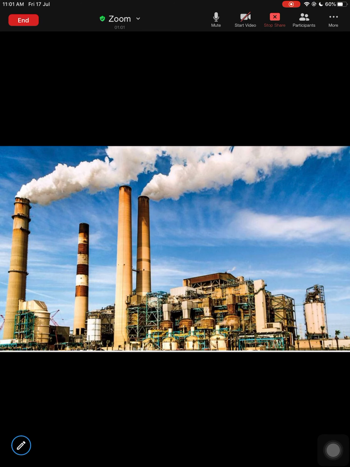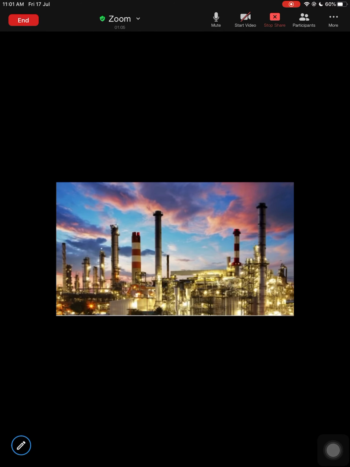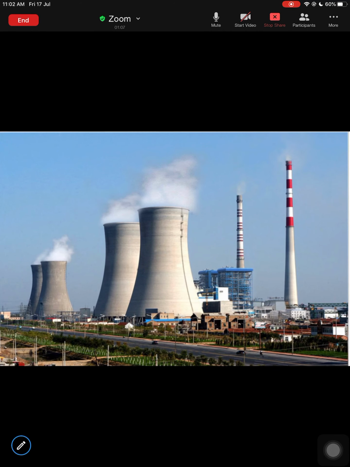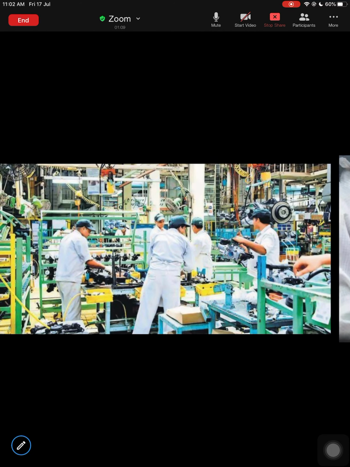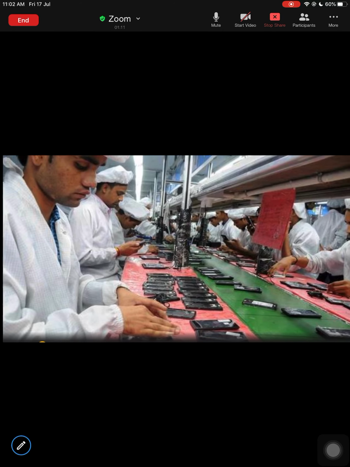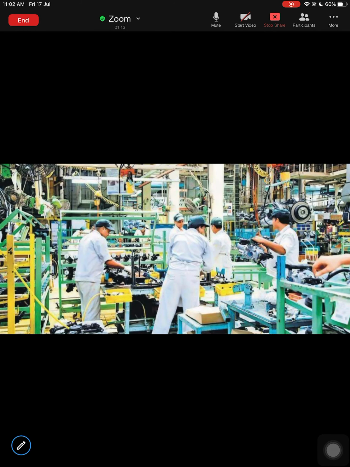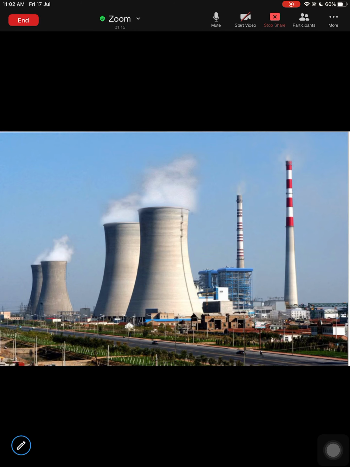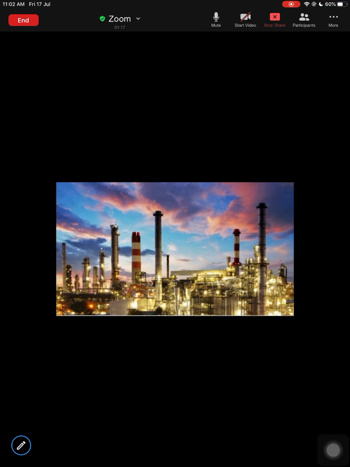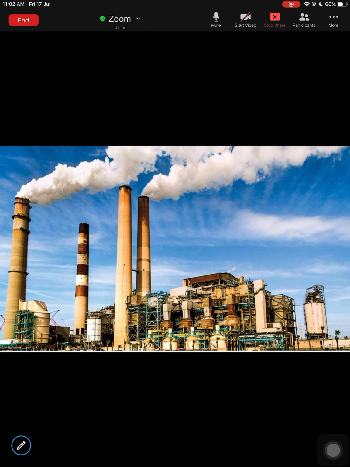We started the class by guessing the pictures. As you can see, these are some pictures that we looked at in today's class, and you were asked to guess what comes to your mind when you look at these pictures. Some of you guessed about a mobile being manufactured, some of you talked about pollution, some of you guessed it's a factory, some of you guessed it's industries. So this was an introduction to your chapter.